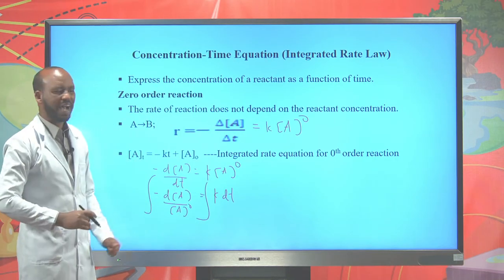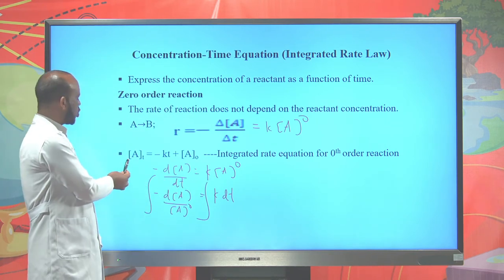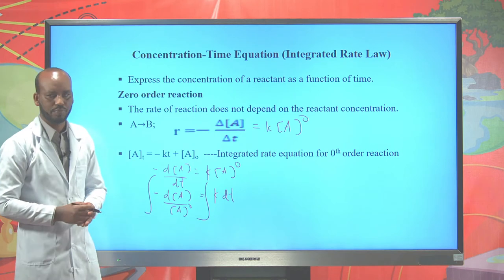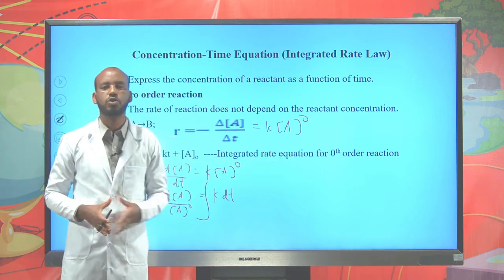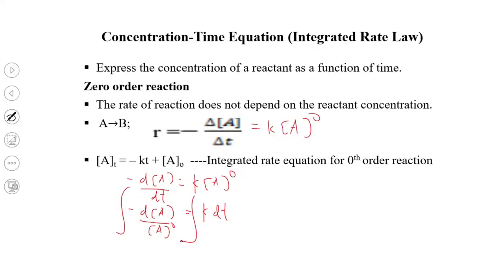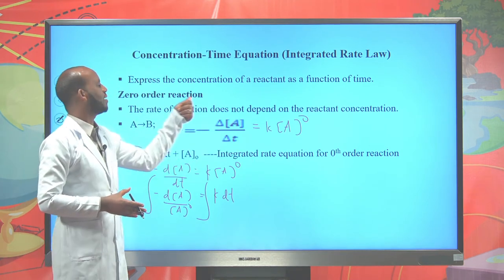Integrating both sides, we get an integrated equation for zero order reaction: concentration of A at any time t equals minus kt plus initial concentration. Now this is the integrated rate equation for zero order reaction. Concentration of A at any time t equals minus k, the rate constant, times t, the time, plus A naught, the initial concentration of the reactant A. This enables us to calculate concentration of the reactant at any time t. This is the integrated rate equation for zero order reaction.